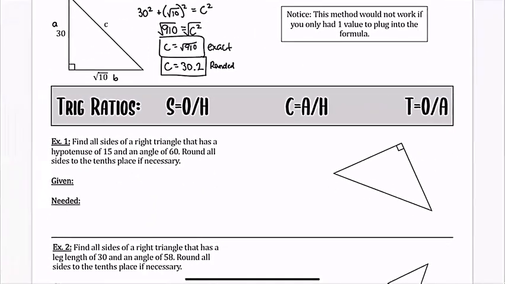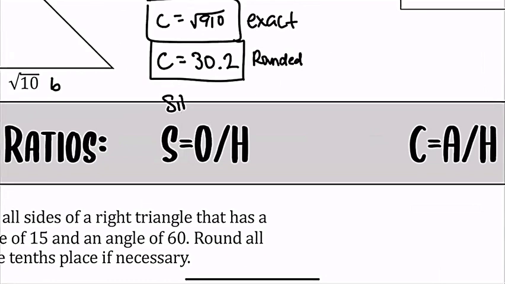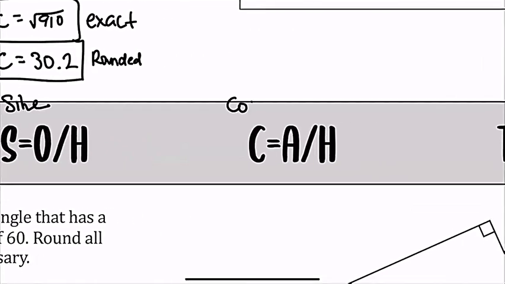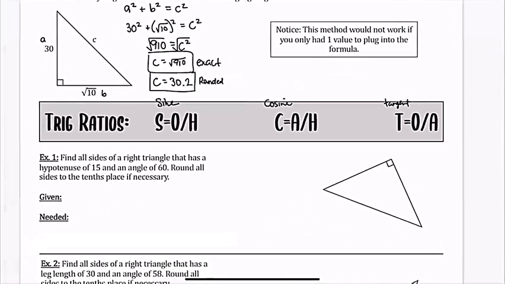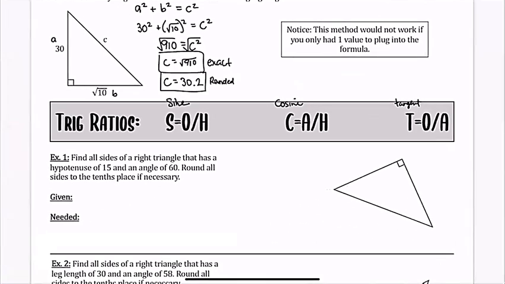In the center here, kind of dividing the page, I have all of our trig ratios, well, the normal ones, not the reciprocals. So sine, cosine, and tangent. Just a reminder, sine is opposite over hypotenuse. Cosine is adjacent over hypotenuse. And tangent is opposite over adjacent. So what we're going to do is look and see what we're given, and we're going to fill it in on our triangle.